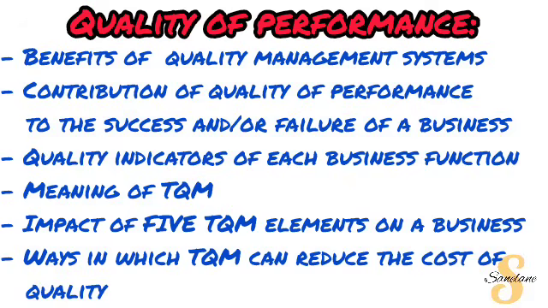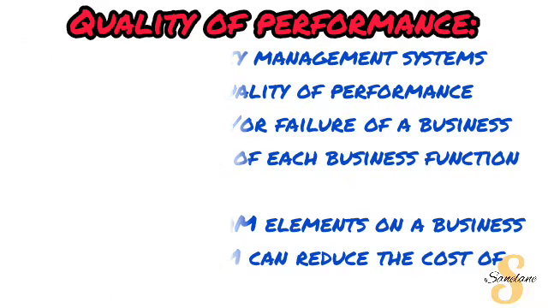Then from there, we have quality indicators of each business function, the meaning of TQM, the impact of the 5 TQM elements. Impact, we're talking about both the advantages and disadvantages, and then you will end everything else with ways in which TQM can reduce the cost of quality.